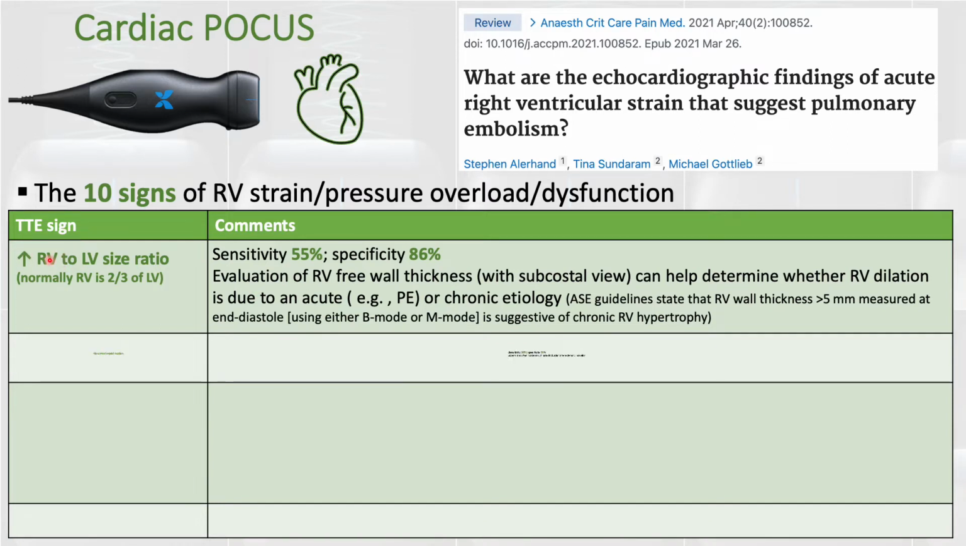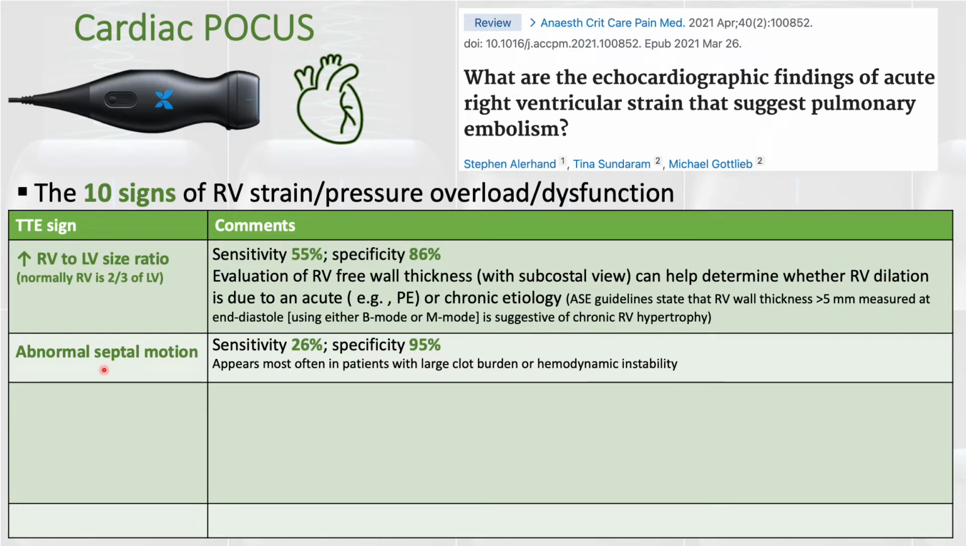So this is something to look at if you're not sure if this increase in the right ventricular size is acute or chronic. Another sign is called the abnormal septal motion. It has a 26% sensitivity, but a specificity as high as 95%. And this is basically indicating there is an increase in the right ventricular pressure, and that pressure will be transmitted through the septum to the left ventricle, and that will make the circular shaped left ventricle into a D-shaped left ventricle, as I will show you.